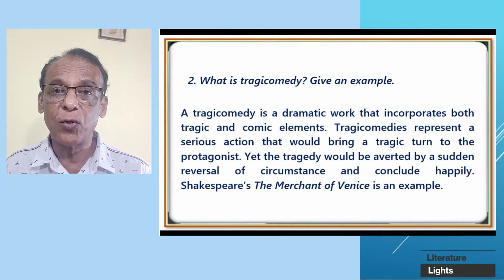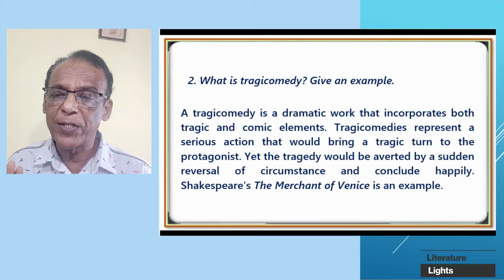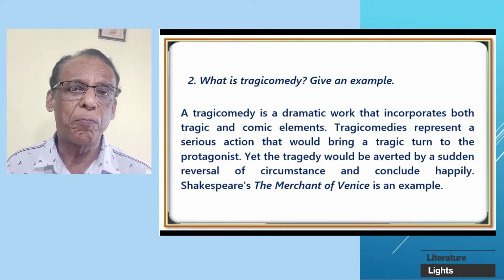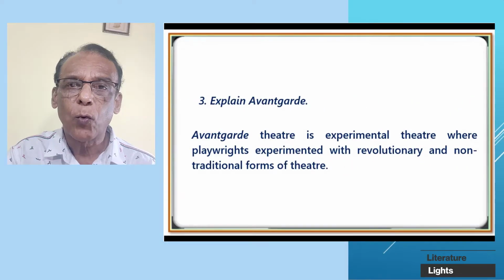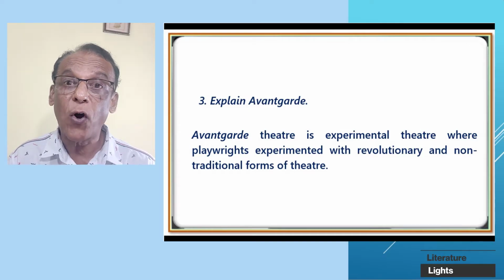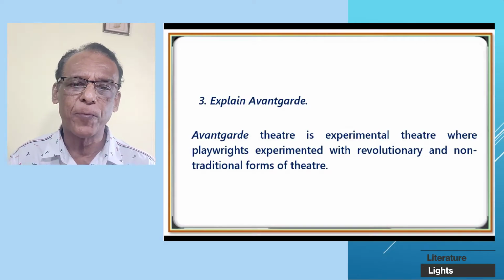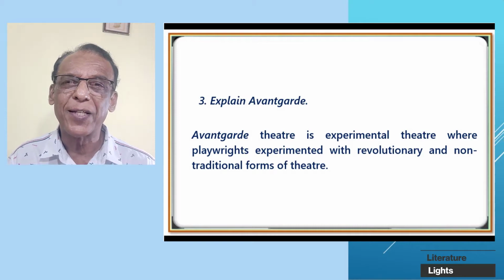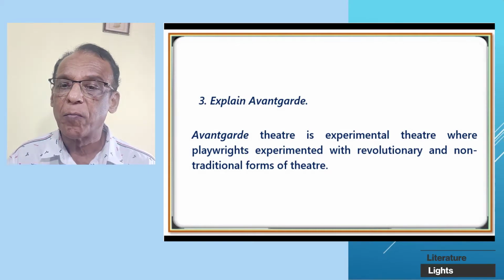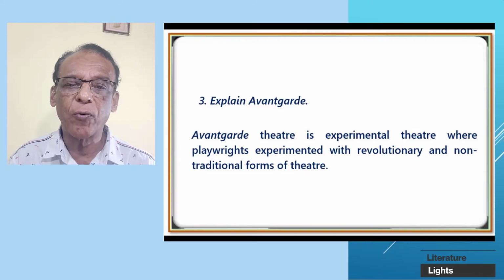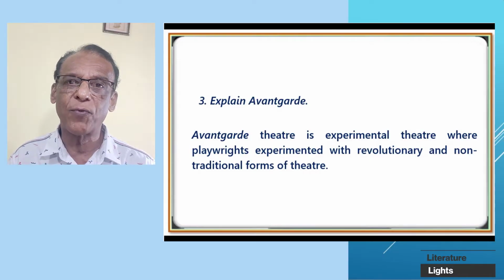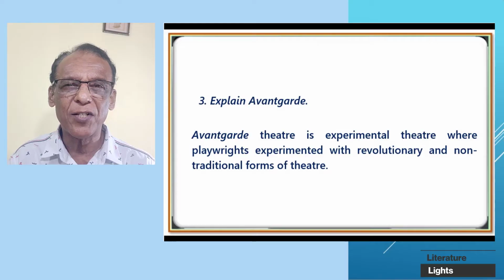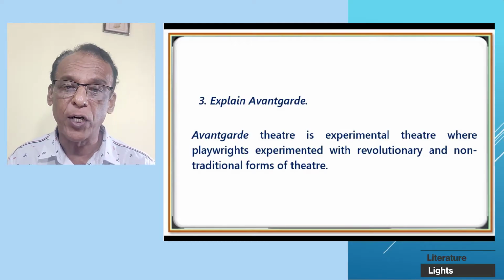We might think that it is going to turn out to be a tragedy, but there is a reversal of circumstance and the play ends happily. An example is Shakespeare's The Merchant of Venice. Question number 3. Explain avant-garde. Avant-garde, that is the modern experimental plays. Avant-garde theater is experimental theater where playwrights experimented with revolutionary and non-traditional forms of theater. Revolutionary forms of theater, non-traditional theater that are not traditional, modern.